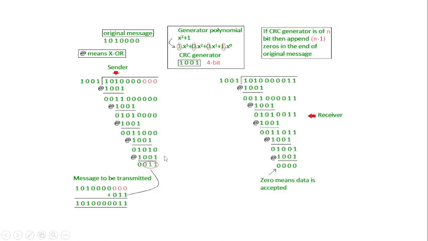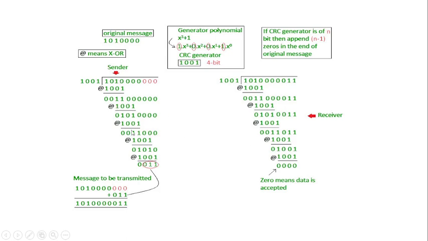You can see here the sender is going to send this data, and we are going to divide by 1001, right? So there are 4 bits, so n minus 1 is equal to what? 3. So you have to add 3 bits, 000, to the sender bits, right? Now you are going to divide, right?